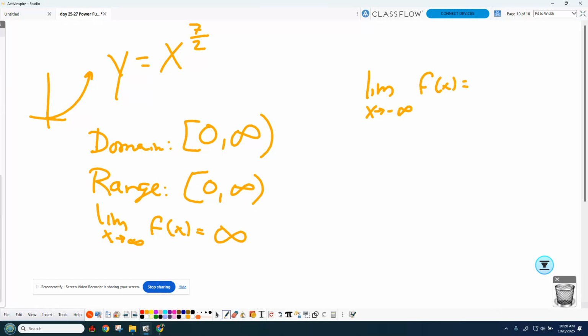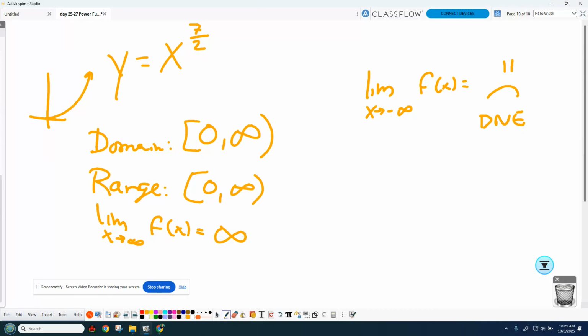Left end behavior. There is no left end, because left end is the end of time. At negative infinity, it's not there.